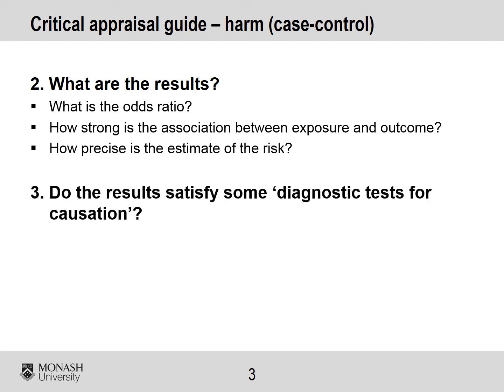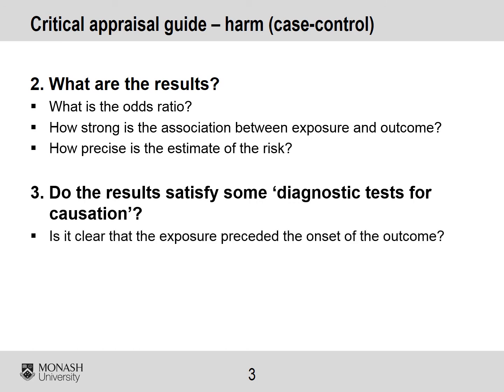So the third aspect is, again, trying to identify whether or not your study meets the diagnostic test for causation. So there's three questions that we want to ask. Is it clear that the exposure preceded the onset of the outcome? So something like smoking and lung cancer. Is it clear that people first started smoking and then got lung cancer? So that's an example of the exposure preceding the outcome.